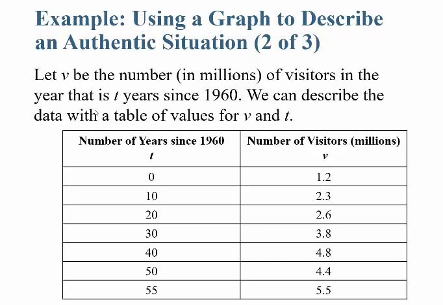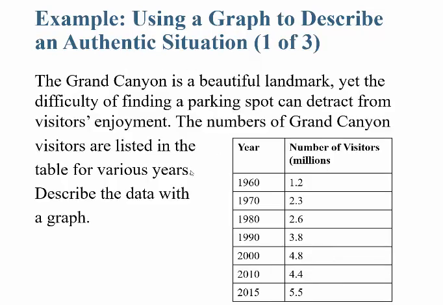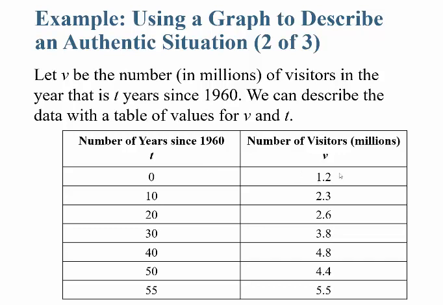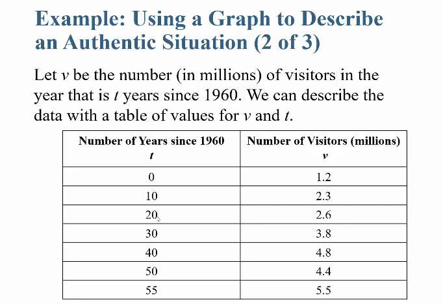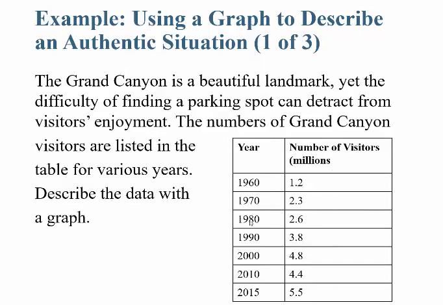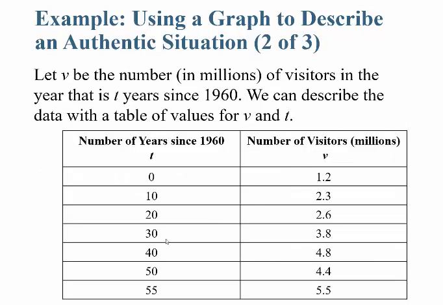We can describe the data with a table of values the following way. I define this number of years since 1960 as my T variable. You'll notice the first number is 0, because if I go back and look at my table, the first year I have is 1960. That is 0 years since 1960, and the number of visitors, the V, would be 1.2 million. The next number is 10, because 1970 is 10 years since 1960. And so on, 20: 1980 is 20 years since 1960. And so on all the way down, with their corresponding values.